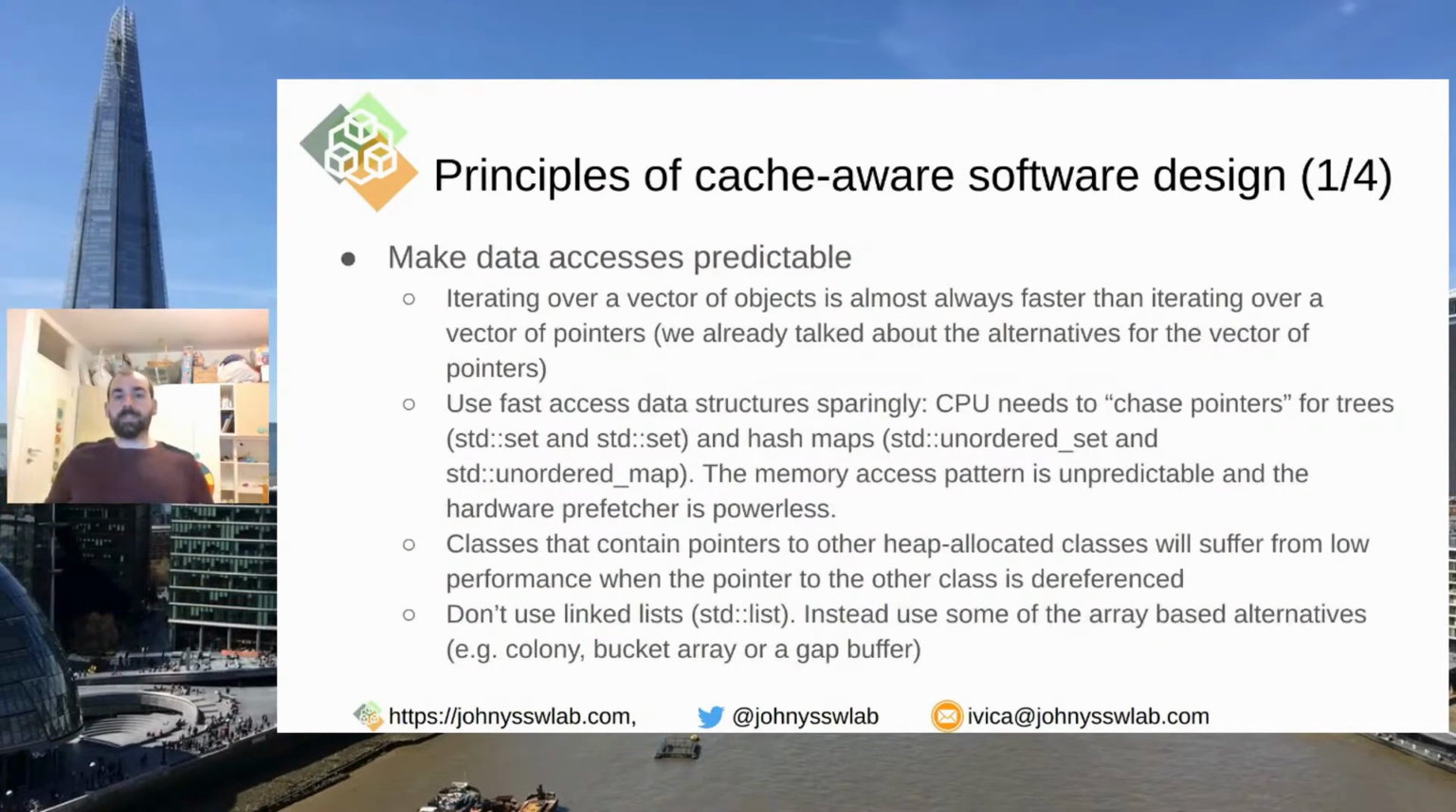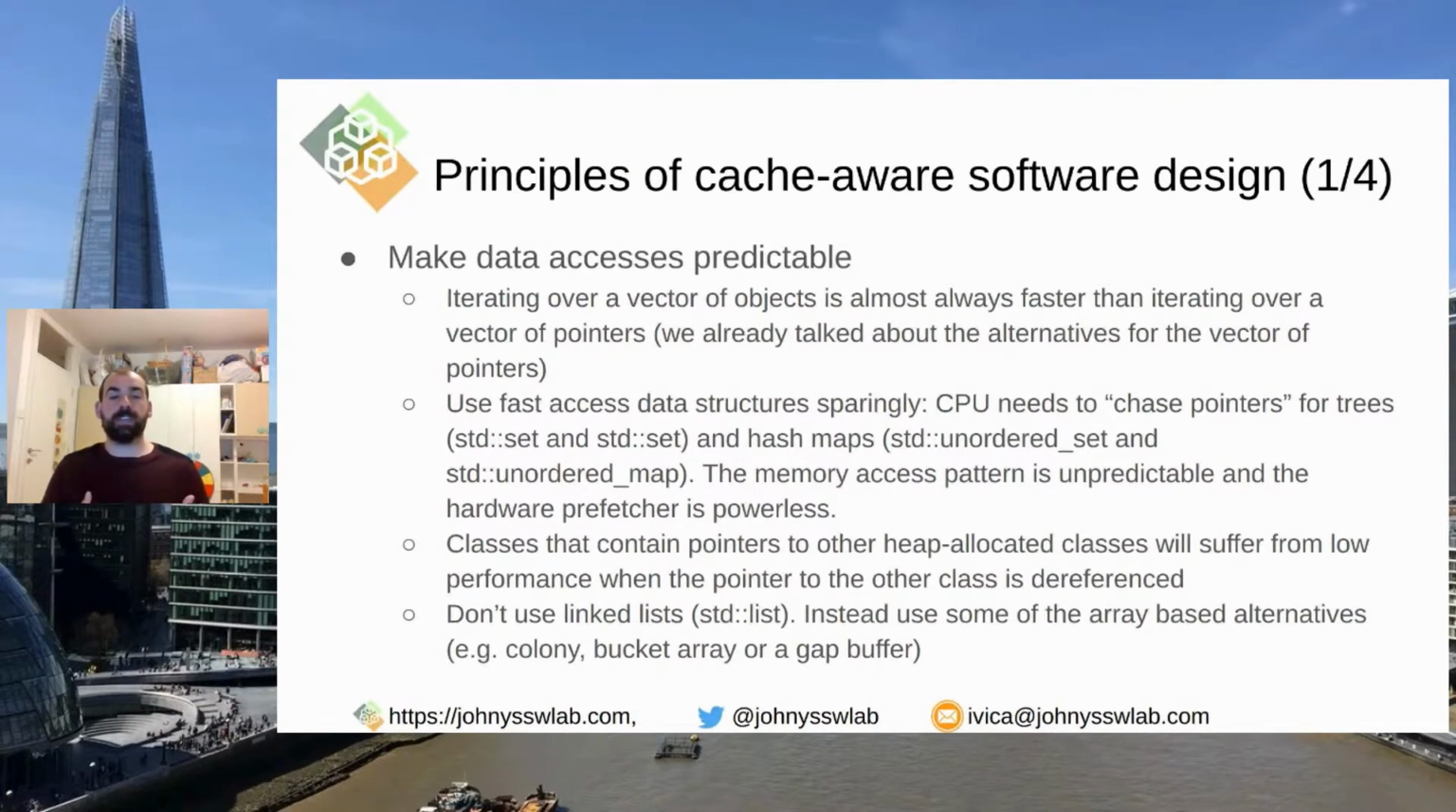Okay. So what are the principles of cache-aware software design? One of the principles is to make data access predictable. So again, we go back to the vector of pointers. Iterating over a vector of objects is almost always faster than iterating over a vector of pointers. We already talked about the alternatives for the vector of pointers. The reason this is true is that there is no random access. When you're iterating through a vector of objects, you have a strided access, which is not perfect, but it's fine.